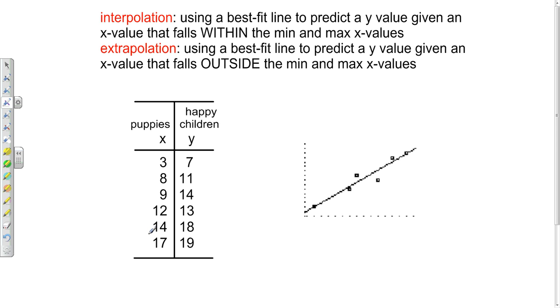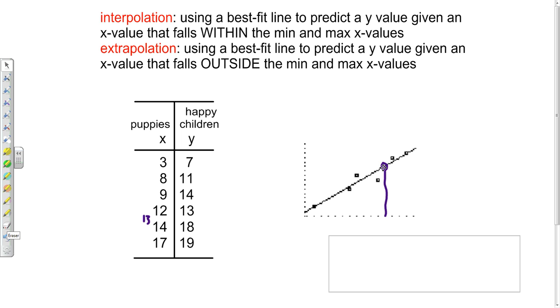We have anywhere from 3 to 17 puppies in our data set. So that means we can make a pretty good prediction based on a good fitting line like we have, and something in between. So let's say we want to know how many happy children would we have if we had 13 people, for example. What we would do is find 13 here on the x-axis, and go up all the way to our line of best fit. And wherever that line falls, that's going to be our prediction.